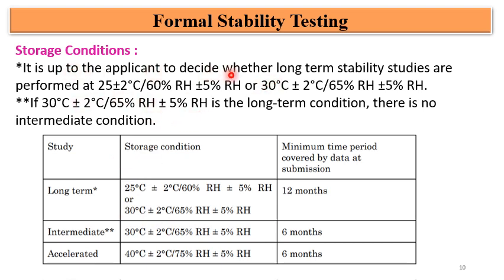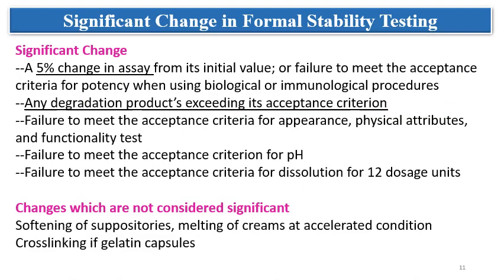So it is up to the applicant to decide whether the long term stability studies are performed at 25-60 or 30-65. And if 30-65 is the long term condition, then there is no intermediate condition. Then coming to the significant change.